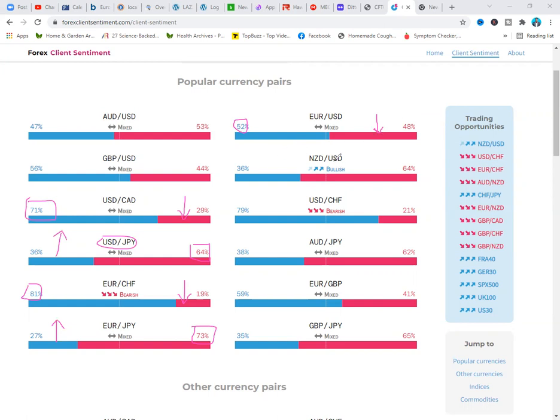Okay. Now, NZD USD, the majority are selling. So we're supposed to be looking for what? Buy opportunities. USD Swiss, majority are buying. So we're supposed to be looking for what? Sell opportunities. In that order. The same way with all the other currencies, up to the commodities and whatsoever, all of them.